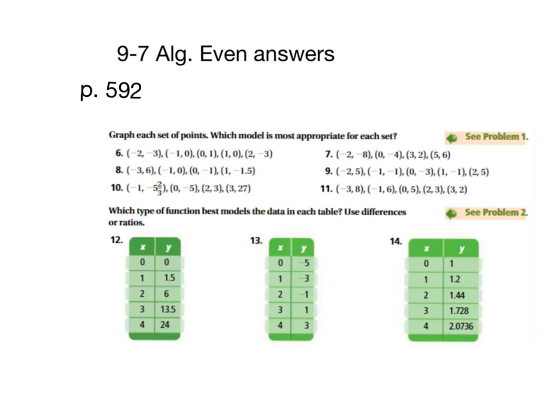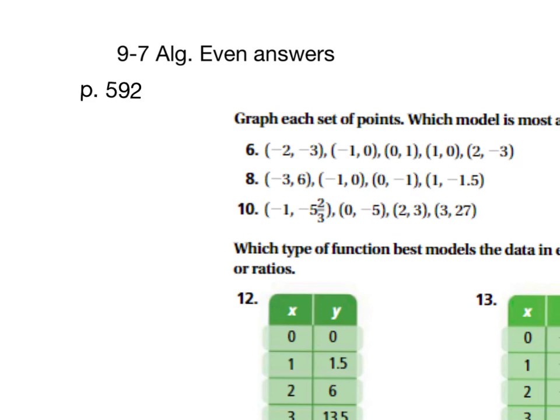Page 592, we're going to look at some answers to the even problems here. Number 6, if you graphed those points, it would kind of look like an upside down U, which makes it quadratic. Or you can go through the steps like we talked about and look at their second differences.